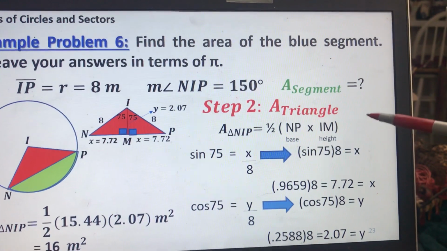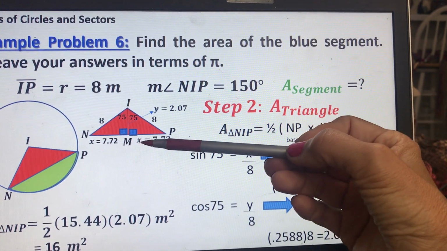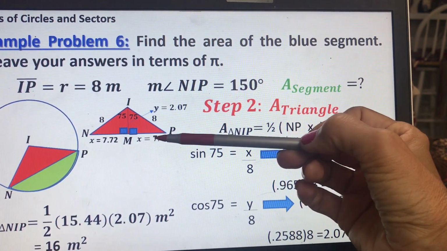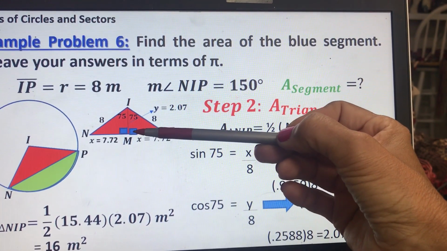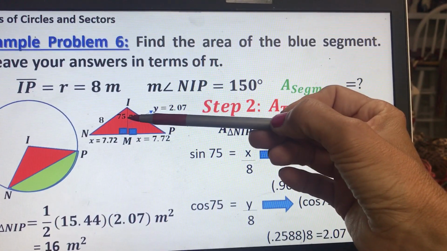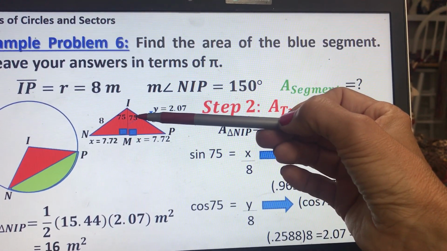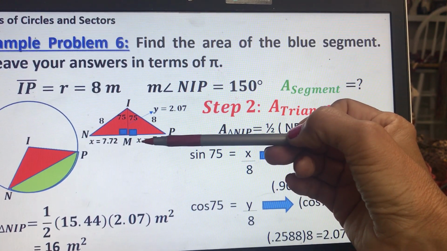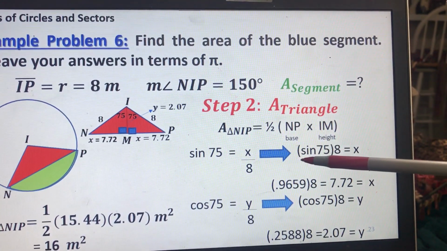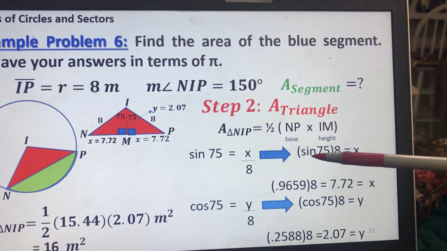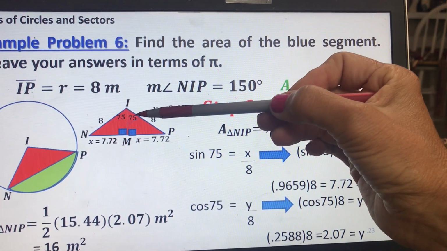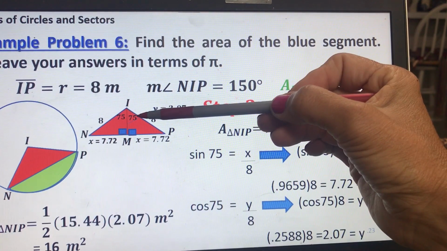So first of all, in order to find the distance from M to P, we have this right triangle. This angle measures 90 degrees, so we know that this angle measures 75 degrees. So in order for us to find the measure of M to P, which is represented by X, we have to use trigonometry. We have the measure of this angle, which is 75 degrees.